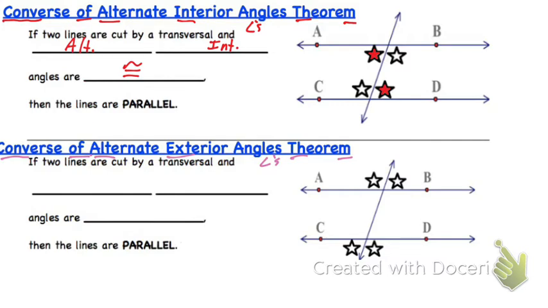If two lines are cut by a transversal and what type of angles? Alternate exterior. Are congruent. Then the lines are parallel. We'll switch up this time. Let's say I do the top right. And then bottom left. The other one would in fact be the bottom left, the alternate sides of the transversal. Or I could have done the top left and the bottom right.